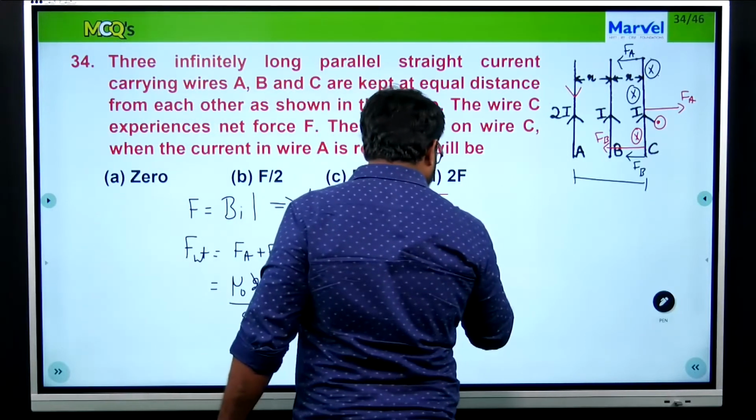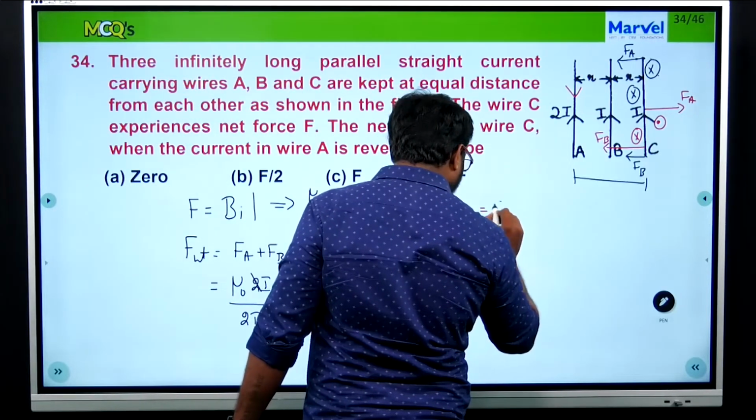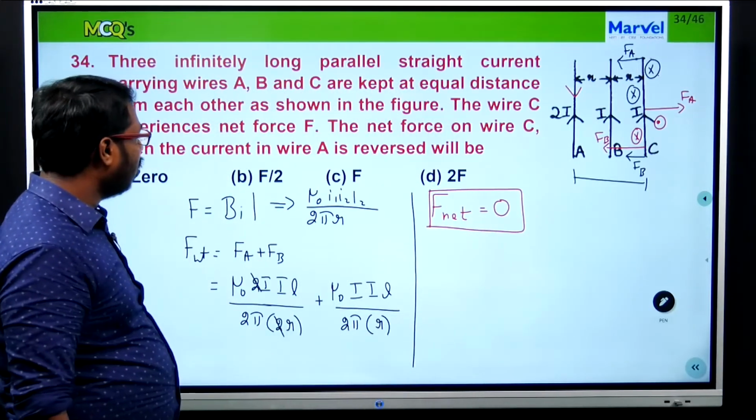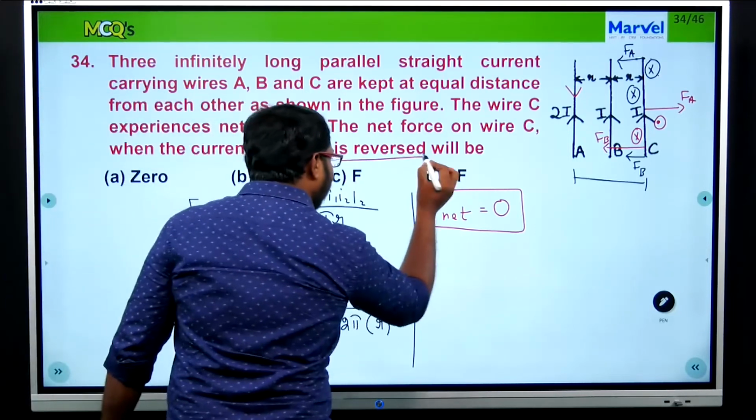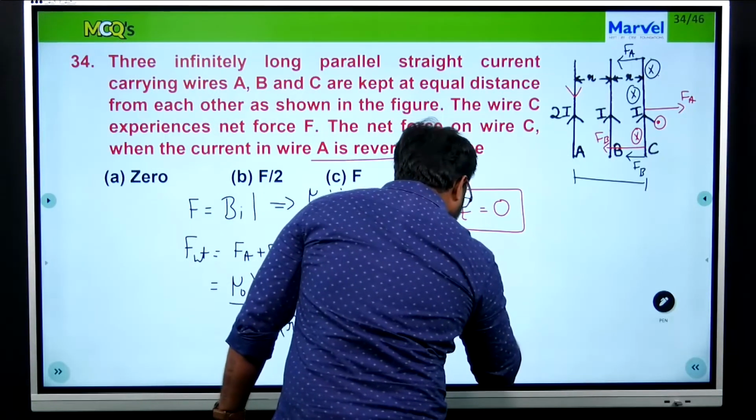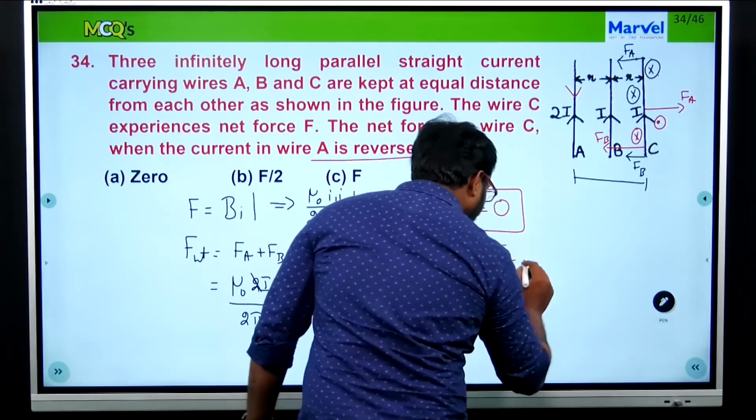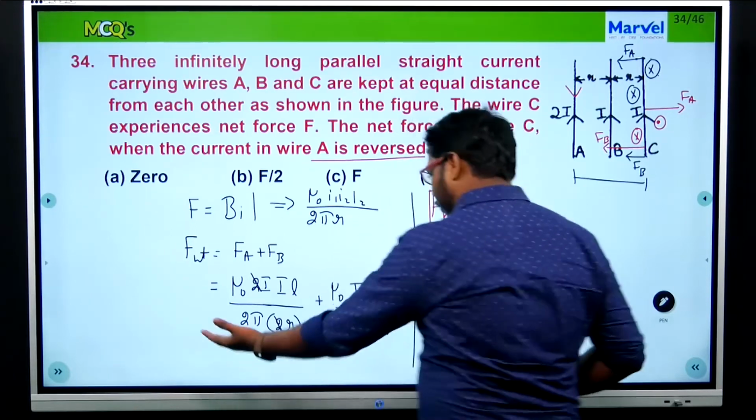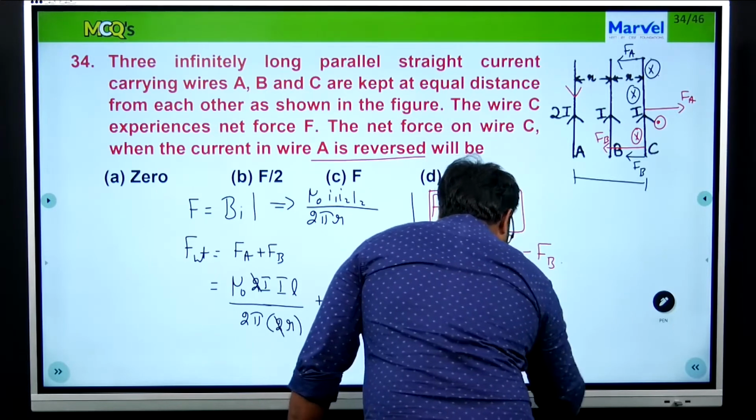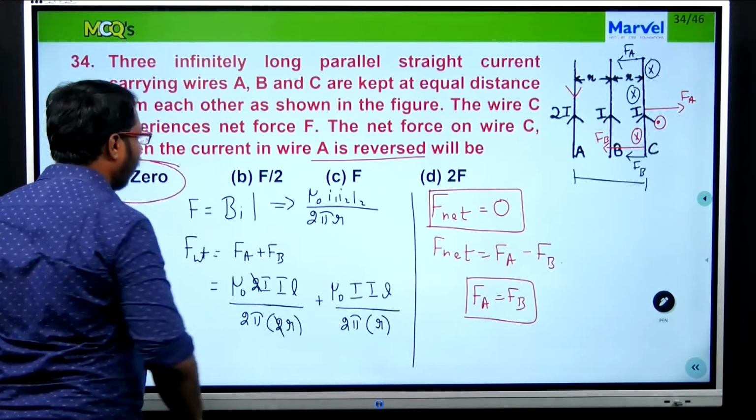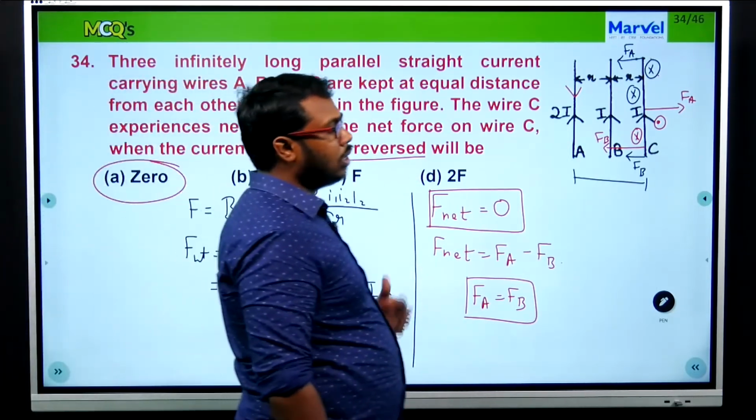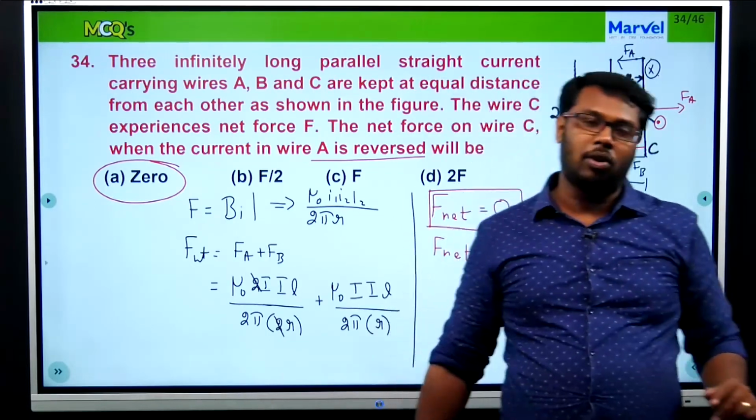So F net is equal to 0 in the next case, when the current in A is reversed. Why? Because F net is equal to FA minus FB, and from this we get to know that FA is equal to FB. That is the reason why I chose that the net force on the wire C will be 0 when the direction of the current in A is reversed. That is easy and straightforward.